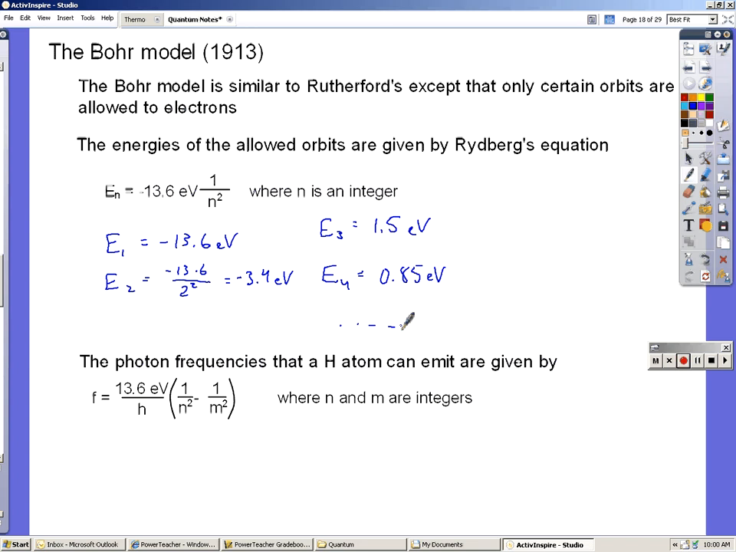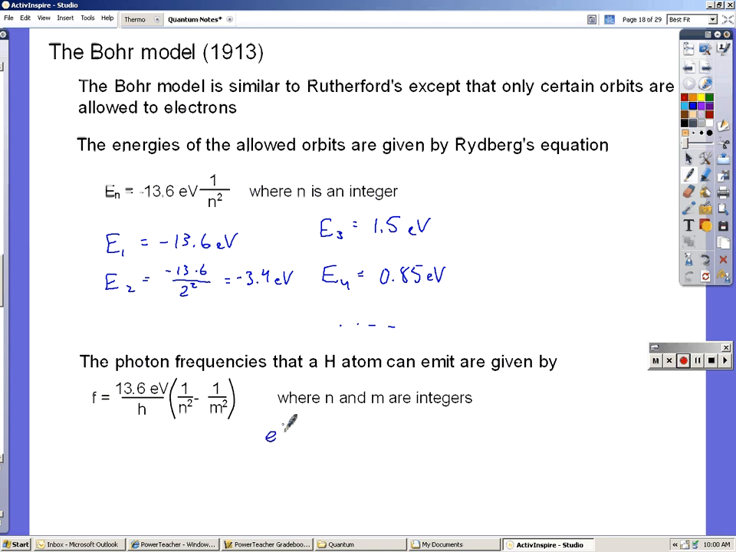Notice that as n approaches infinity, the energies approach 0. And so they get very closely spaced at the top, just like we saw from the experimental energy level diagram on a couple slides back. This means that the photon energies, which are always the difference between two electron energy levels, are given by 13.6 eV times 1 over n squared minus 1 over m squared. n and m are integers. This is the difference between the nth and the mth energy levels.